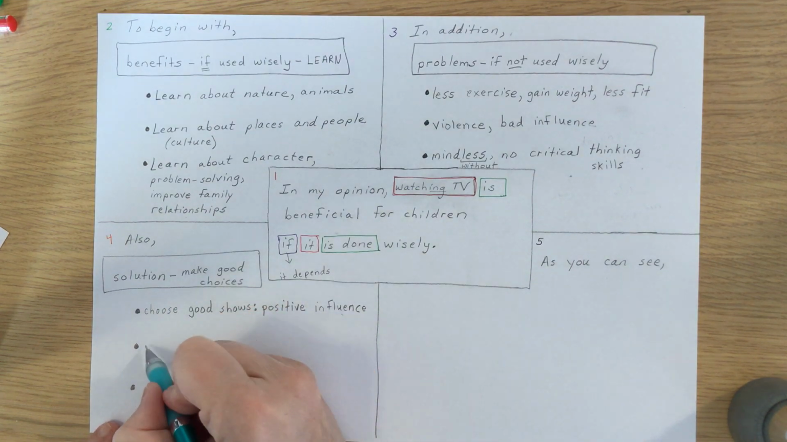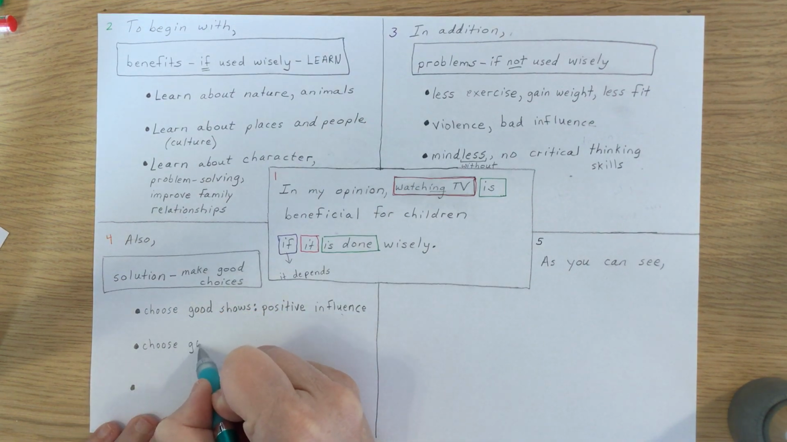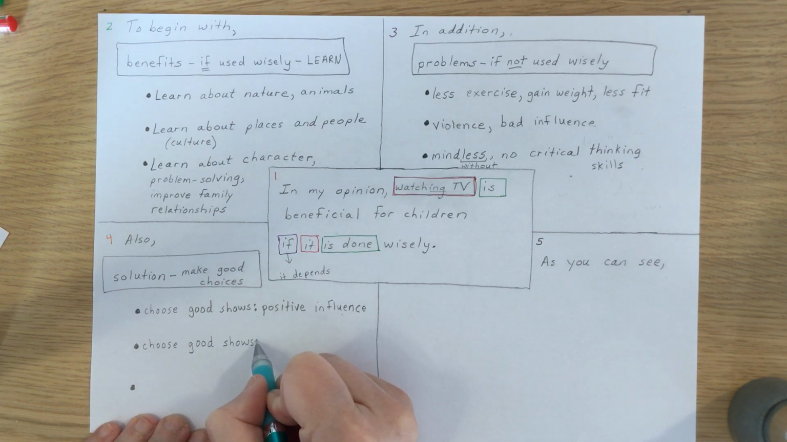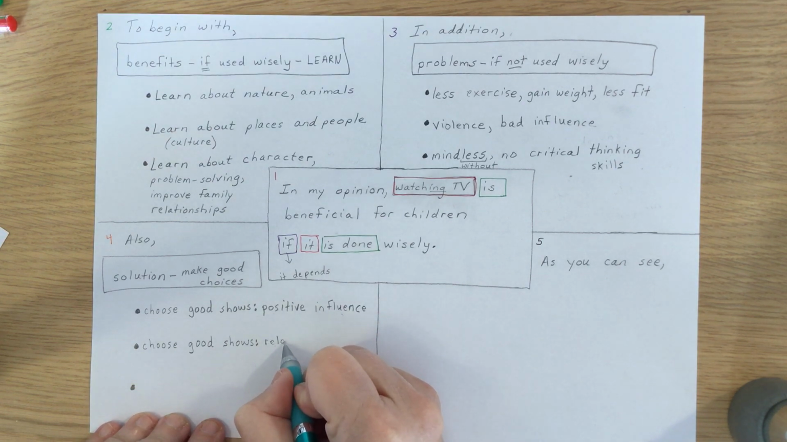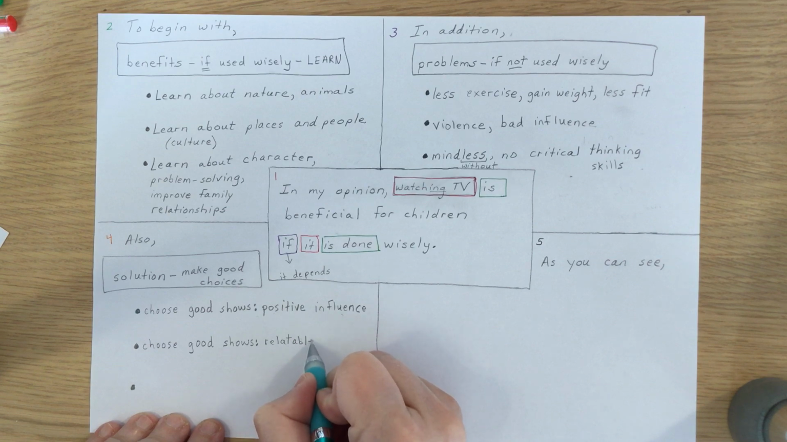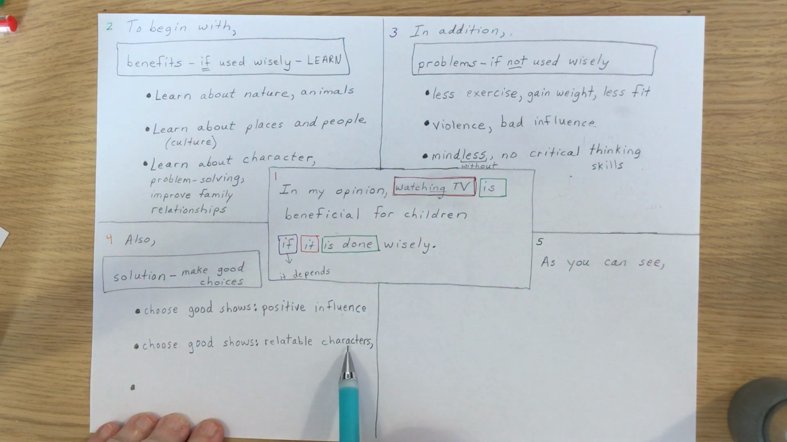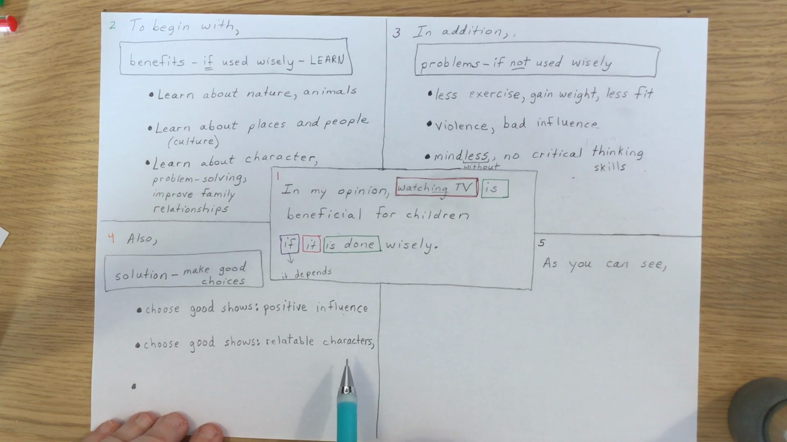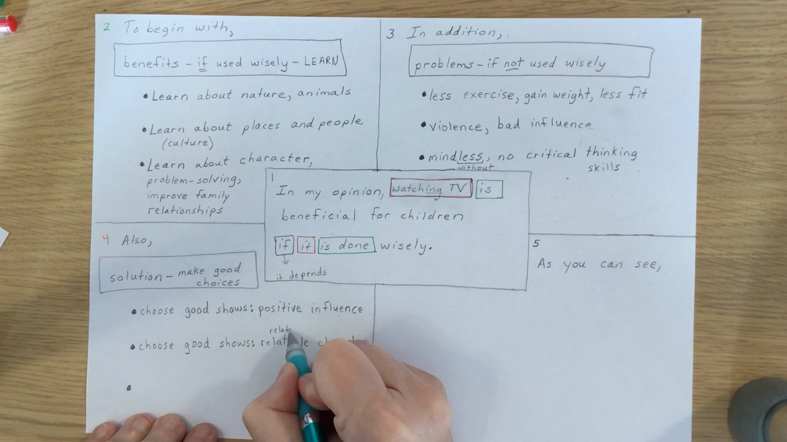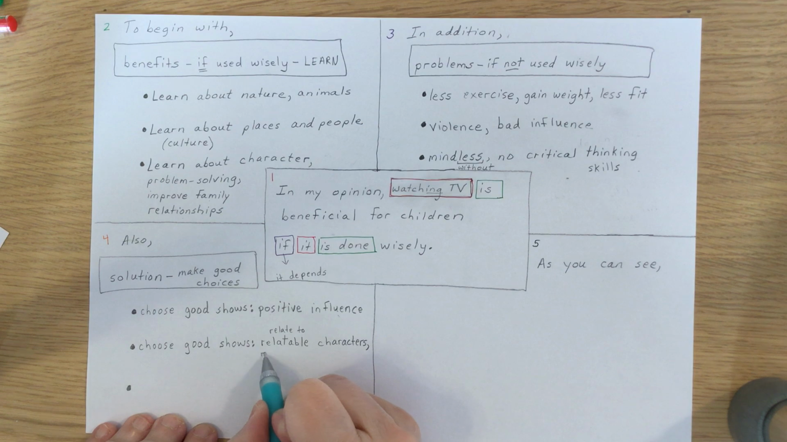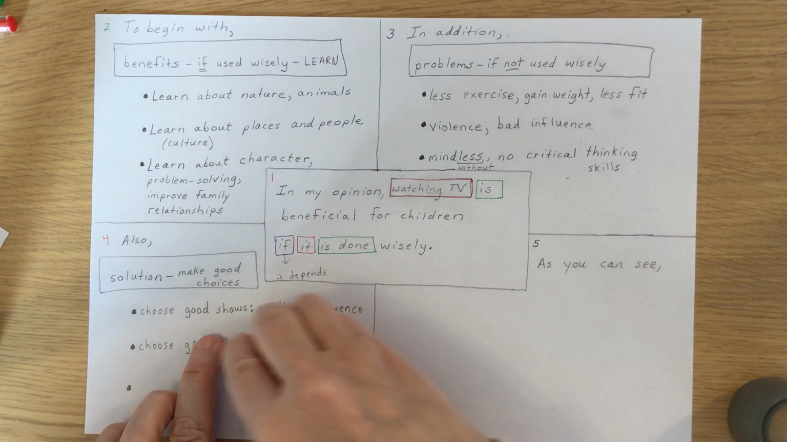Okay, so the next one is also choose good shows. But this one, I have kind of a fancy word here. I'll explain it in a minute. Relatable characters. So here, when I say character, I'm talking about the people that are in the show. Relatable means there's something about this character that we can relate to. Now, what does that mean? Well, you know the word relative. Well, maybe not. Relative would be your family. Aunts, uncles, grandmas, grandparents, cousins, brothers, sisters. Relatives are people that are part of our family.